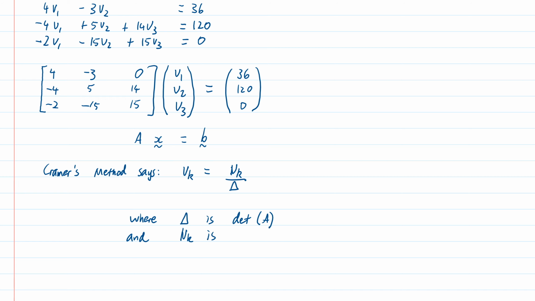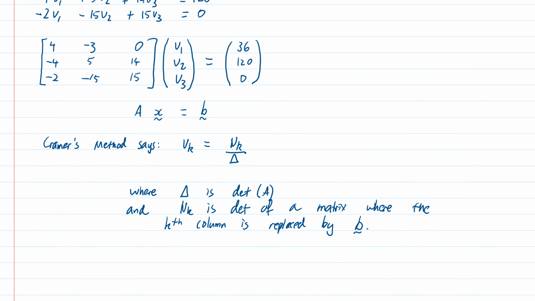Nk is the determinant of a matrix where the kth column is replaced by b, our vector b. So that's perhaps a little complicated. Let's do an example and I'll explain to you how this works.